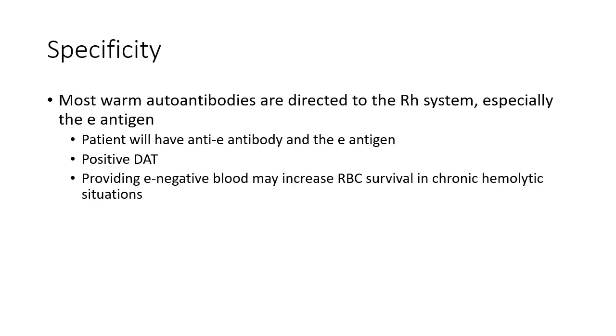All right, so warm antibodies mainly from the Rh system, the little e antigen, and that's really where I've seen it the most. Patients will have an anti-little e antibody and the e antigen, and they'll have a positive direct Coombs, direct antiglobulin test. You can give them E negative blood to increase red blood cell survival in chronic hemolytic situations. But remember, little e is a high frequency antigen, so it's very hard to find little e negative blood. It can be done. It's just difficult.